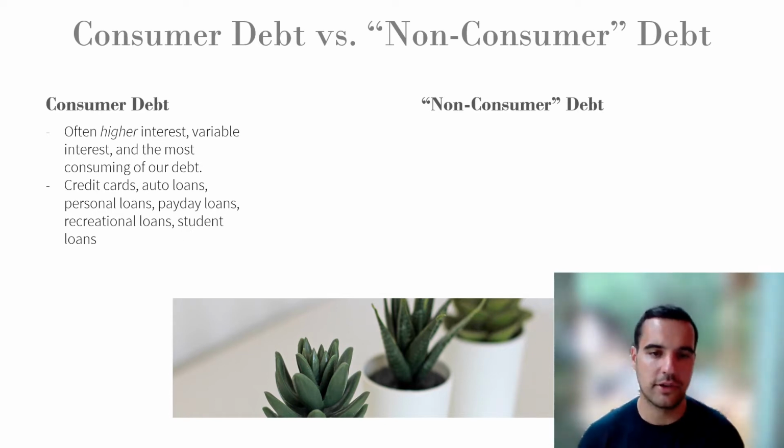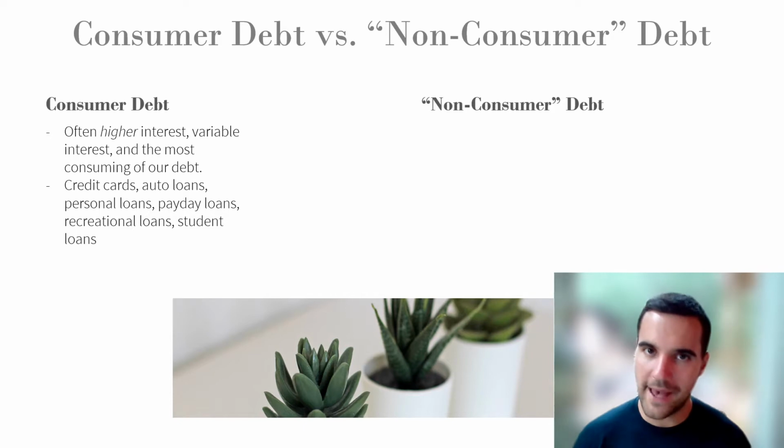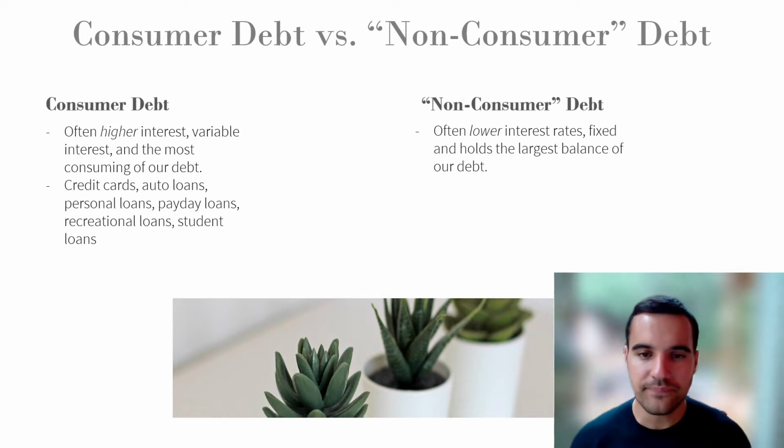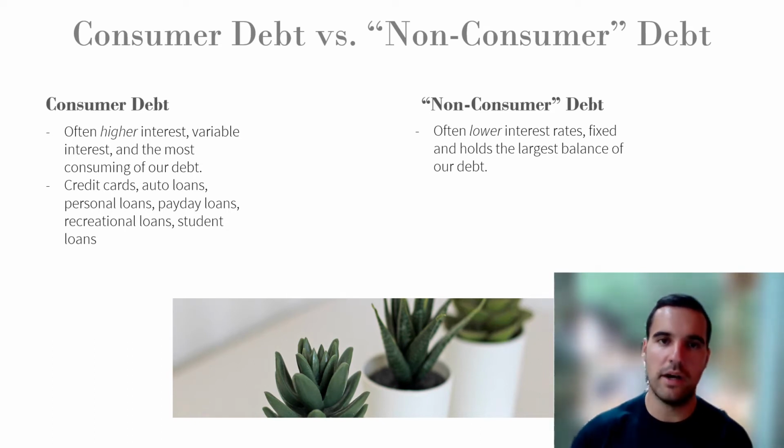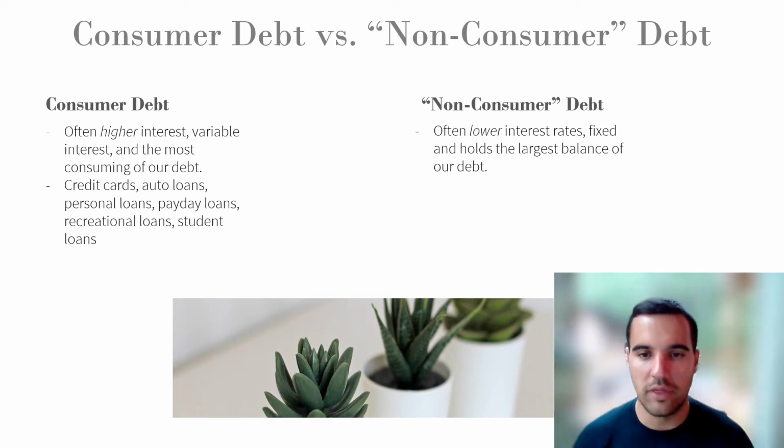Some examples of consumer debt: credit cards, auto loans, personal loans, payday loans, recreational loans like recreational vehicle loans, and student loans. Those are common types of consumer debt. Non-consumer debt, though still bad, is not as bad and more acceptable than consumer debt. Non-consumer debt often has lower interest rates. So if I take out a loan, I am paying the bank or the lender, whoever it might be, a smaller percentage each month until the term limit of that loan is done. Usually non-consumer debt is fixed.